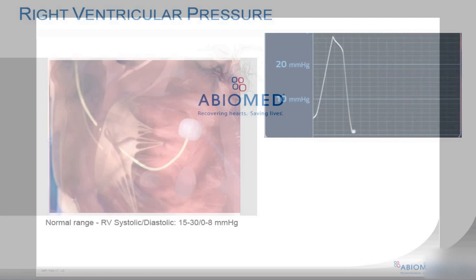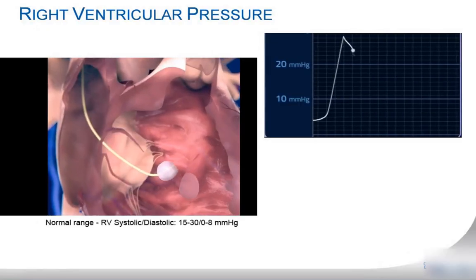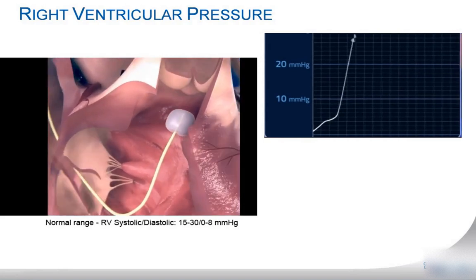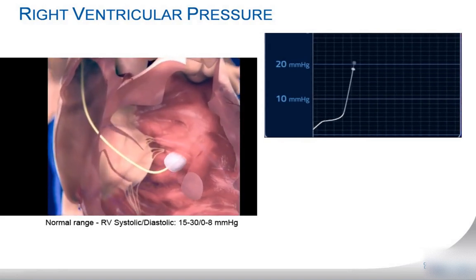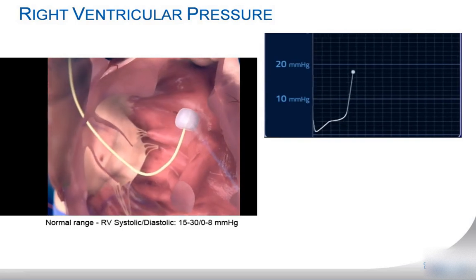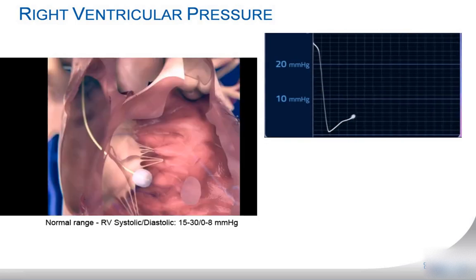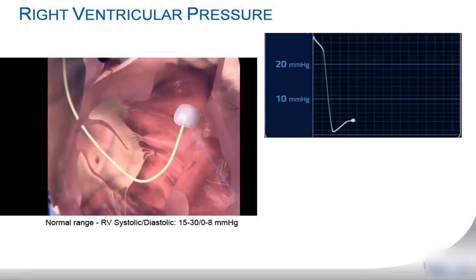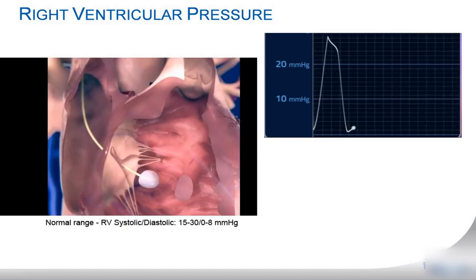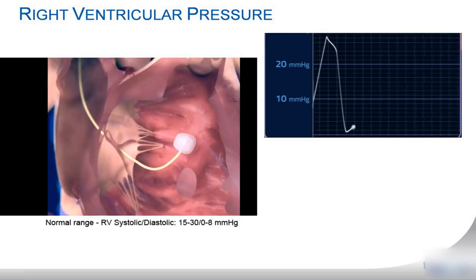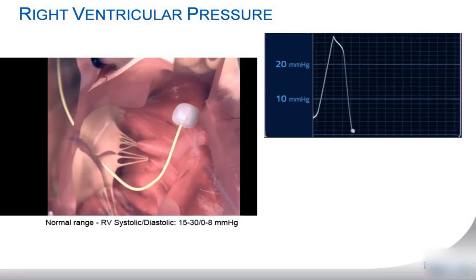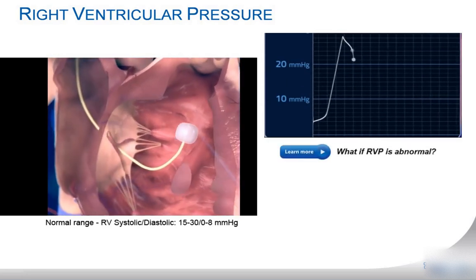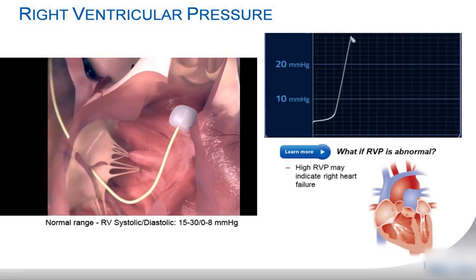Once the catheter tip crosses the tricuspid valve, the right ventricular pressure will be displayed. The waveform is very tall and peaked, similar to a left ventricular waveform. However, the systolic pressure is much lower on the right side, whereas the diastolic pressure is very low, as the chamber should be emptying most of its contents during contraction. The right ventricular pressure is normally 15 to 30 over 0 to 8, and normal RV end-diastolic pressure is around 5 millimeters of mercury.